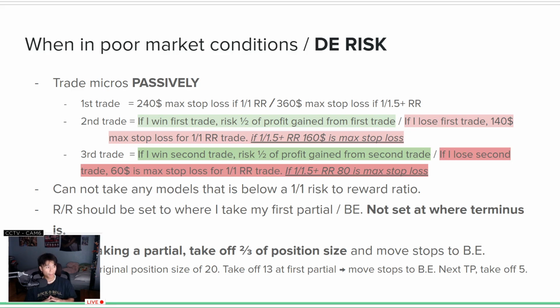So for example, let's say you have an original position size of 20. You want to take off 13 at the first partial, move your stops to break even. That means you have about 7 contracts left, right? And you have another take profit that's going to be hit soon. Once it gets taken, you take off 5. That's one of the differences between my normal position sizing and the risk management whenever you're risk on. That's where it gets a little bit different.